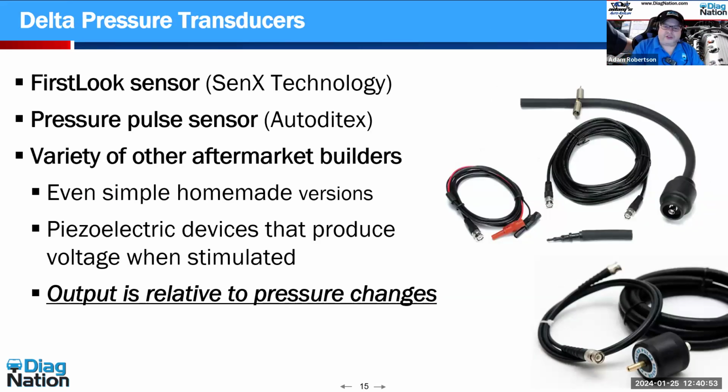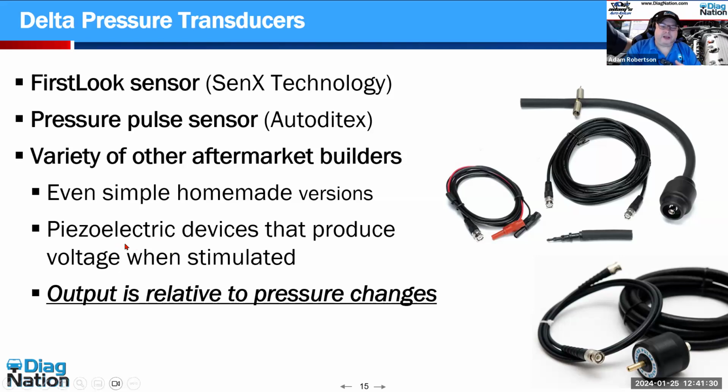So, everything I just showed you were absolute pressure transducers that had to have a power source, and they physically put out a voltage representative of actual pressure. Then we move into the next style, all right? For example, I've got a homemade one right here in my hand. I have several homemade versions. And any of you that are interested in what makes these tick on the inside, we can talk about it.